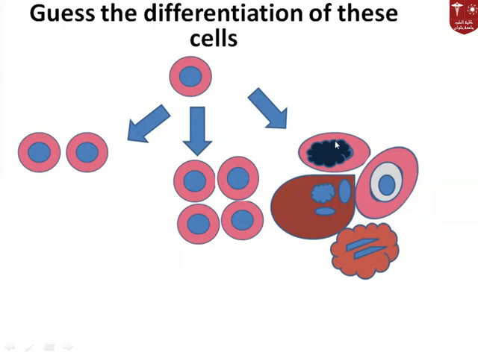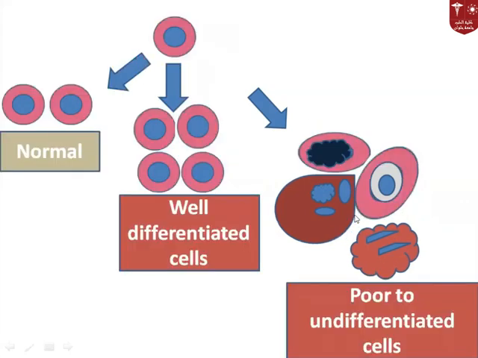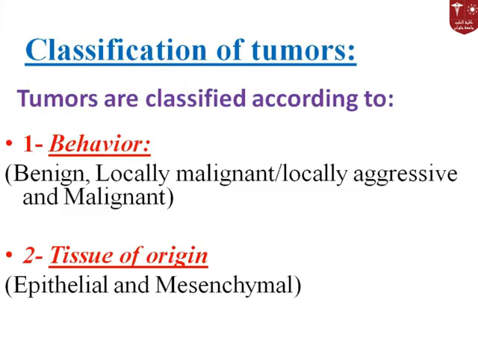Here there is some similarity to the original cell because the cell is oval, right? This is a somewhat similar cell to the original one. So we can describe this one as normal growth. This can be well differentiated cells or a well differentiated tumor. This can be poor to undifferentiated cells. Okay, I hope you get the idea of differentiation. And the differentiation is judged by microscopic examination of cells, right?